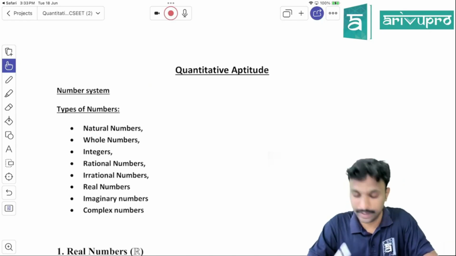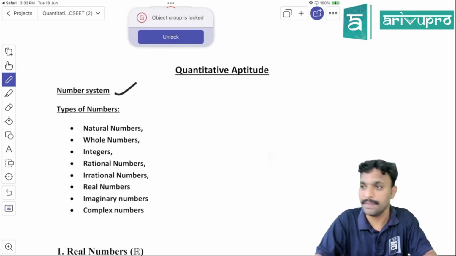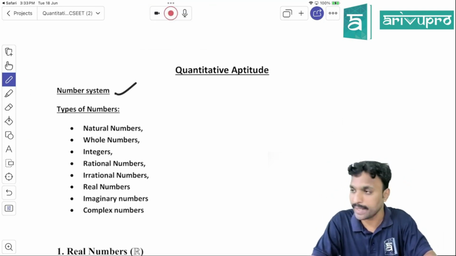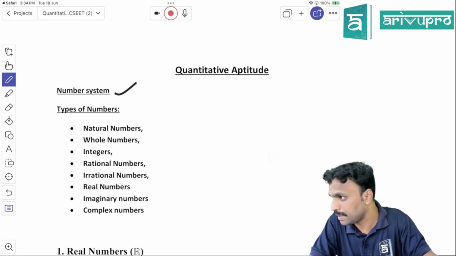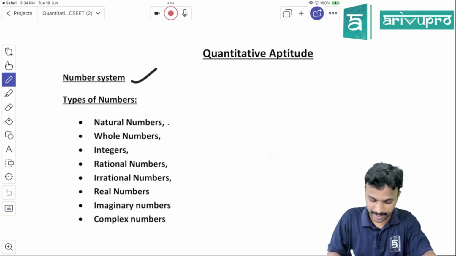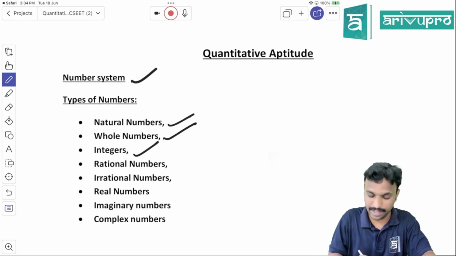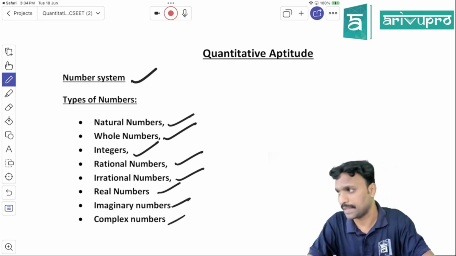Yes, let's start with the concept number system. The first concept of quantitative aptitude. See, in number system, we will be discussing the types of numbers, right? The various types of numbers that we have are natural numbers, whole numbers, integers, rational numbers, irrational numbers, real numbers, imaginary numbers, and complex numbers.